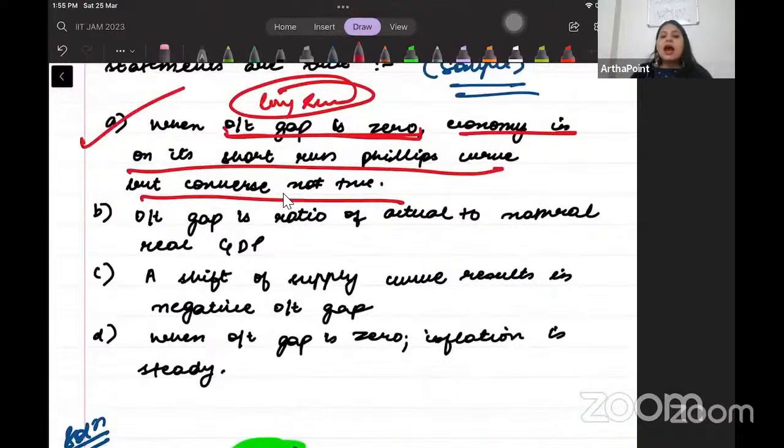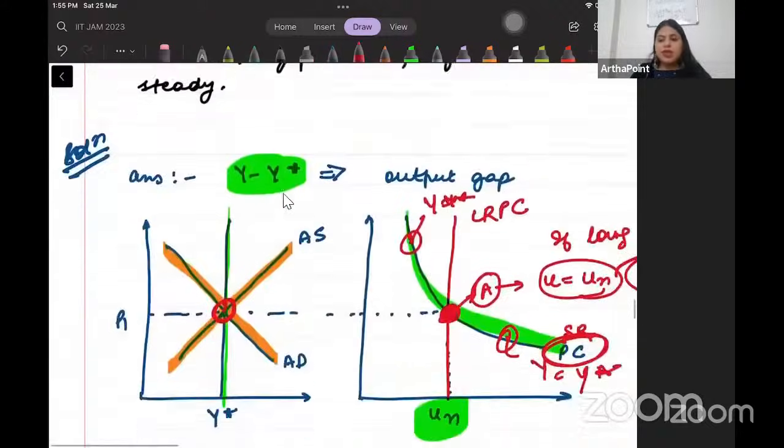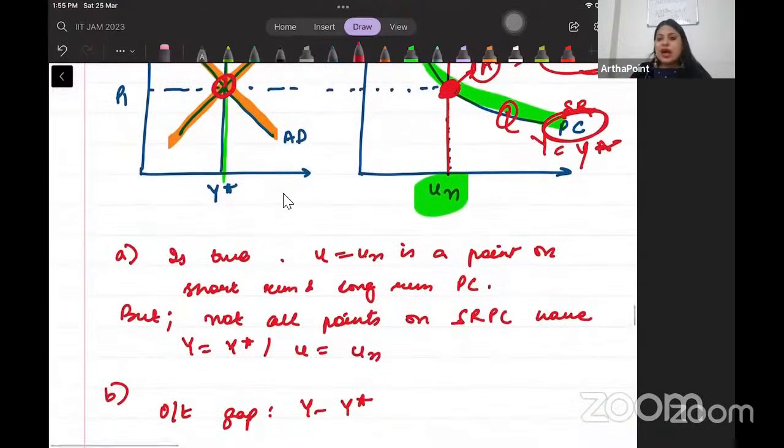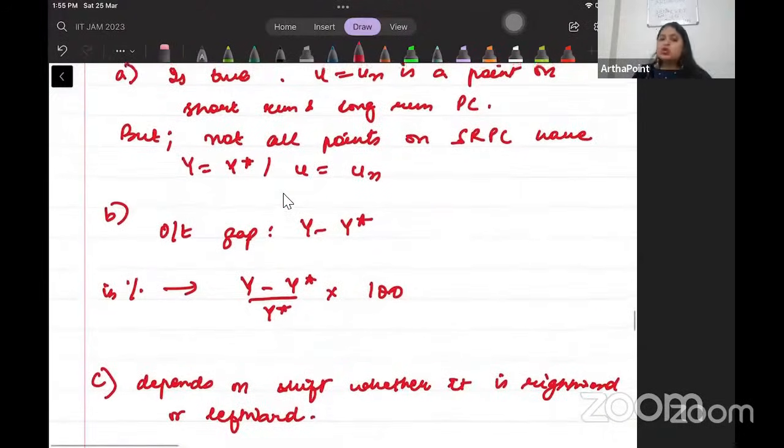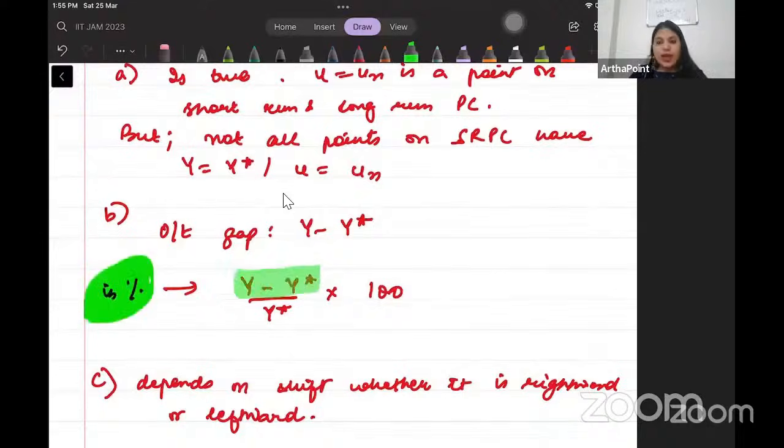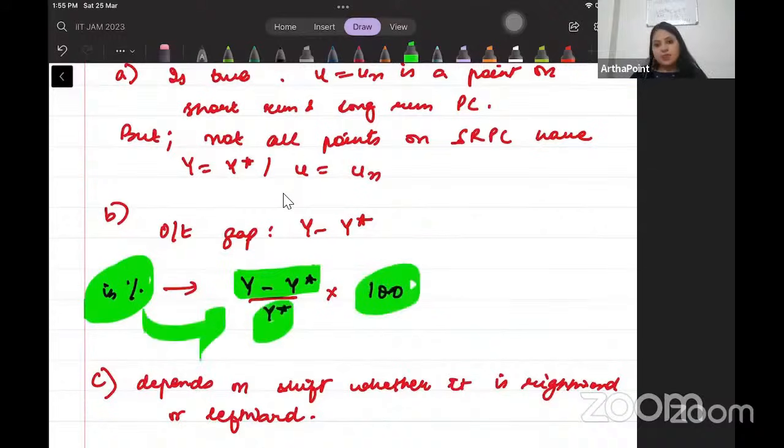Now just see this. Output gap is the ratio of actual to natural real GDP. In the answer key, they have said it is true, but I would not agree to it completely. Usually we don't talk about it as a ratio. Usually we say it is a gap between actual and potential GDP. And if I were to find it in percentage, then I would say the gap between actual and potential GDP divided by potential GDP times 100. This is your answer in terms of percentage.